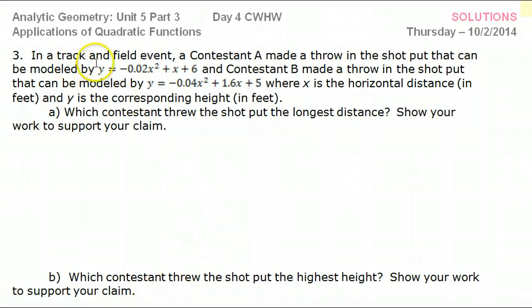Let's see. In a track and field event, a contestant A made a throw in a shot put that can be modeled by this equation. Contestant B made a throw that can be modeled by this equation. X is the horizontal distance in feet, and y is the height in feet. Which contestant threw the shot put the longest distance?